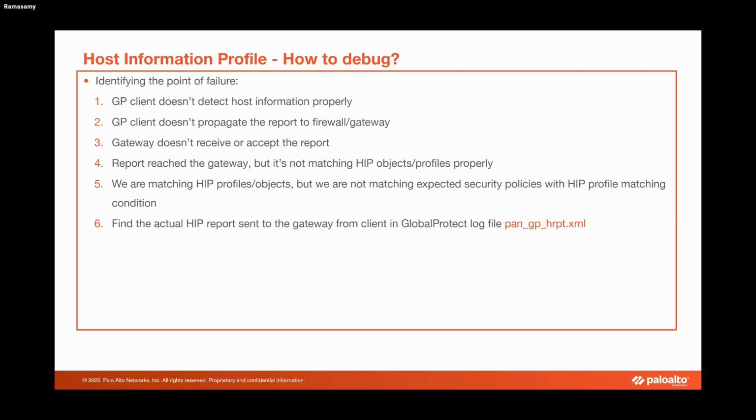pan_gp_hrpt.xml. End users usually report the end results, that they're not able to access it, even though if the issue happens on step 1, all other stages will be unsuccessful. The notification here will help you to isolate, to find at which point it did fail the HIP match, whether a firewall failed or it is an antivirus, and so on.